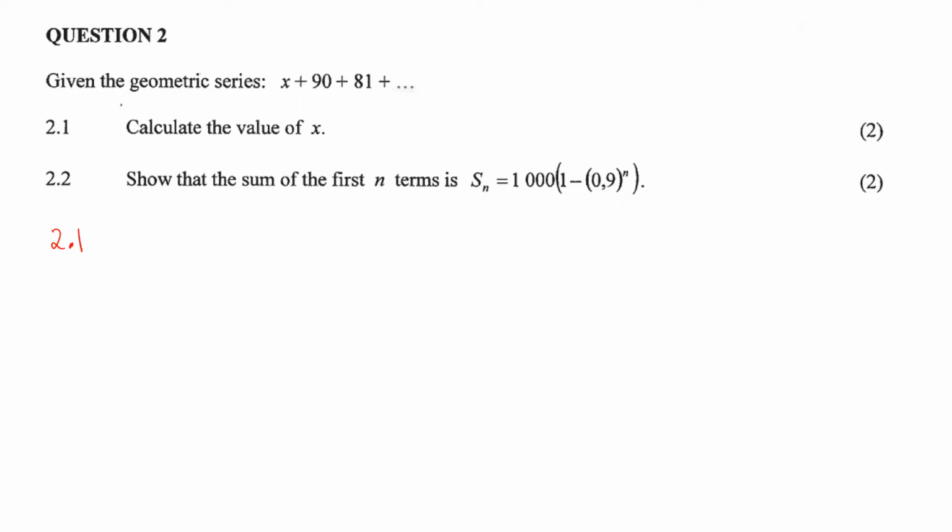So we are told that this is a geometric series. In a geometric series, there's something that is common, and that is the ratio. The ratio is common, meaning that if you take term 2 and divide by term 1, it will be the same as the next term, term 3, divided by the previous term, which is term 2. So we can use this idea to solve for x.